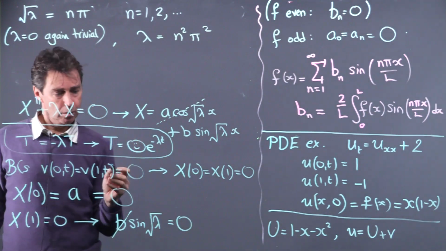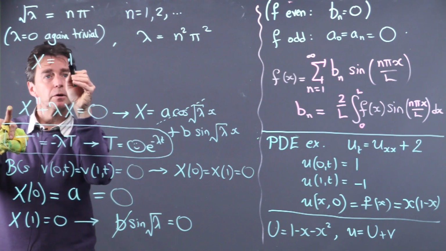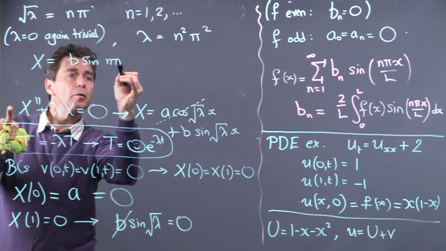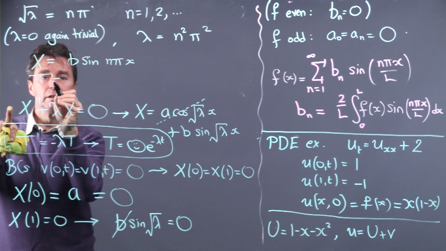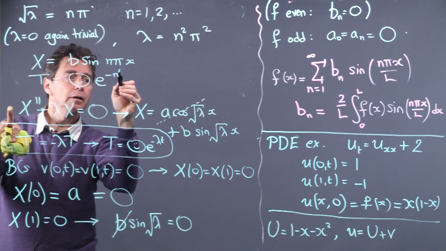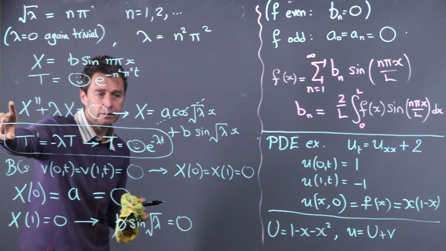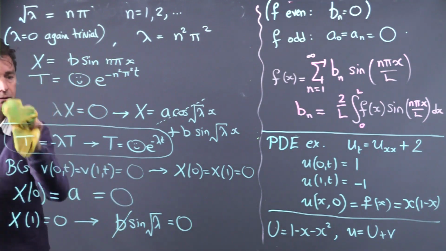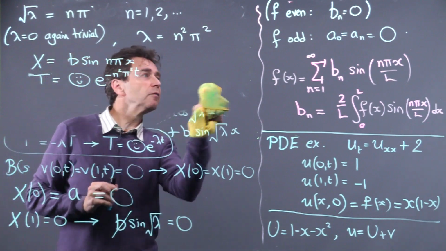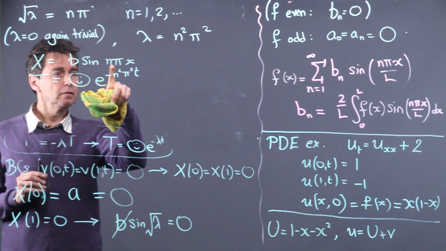Okay, so just having a look, I've got that big X, therefore, is some constant b times the sine, and the square root of that is just n pi x, and T is something times the exponential of minus n squared pi squared t. That's solving these ODEs. Those are the solutions, my simple solutions. At this point, I'm just going to have a quick peep over there. So my solutions are sines of n pi x.